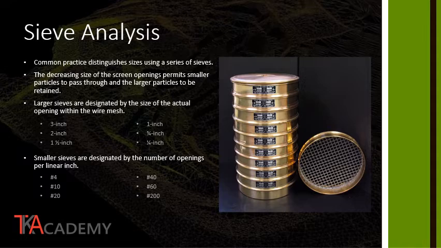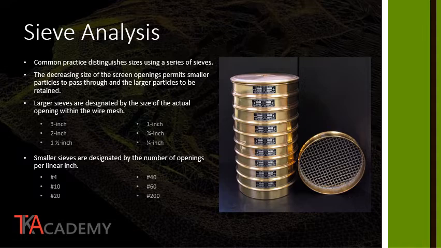The method that is used to determine the particle sizes represented within a soil sample is a sieve analysis. A sieve is a metal pan with a wire mesh grid installed on the bottom of it. Larger sieves are designated by the size of the actual opening within the wire mesh and can vary from 3 inches down to 1/4 inch. Smaller sieves are designated by the number of openings per linear inch and will vary from number 4 being the largest down to number 200 being the smallest.